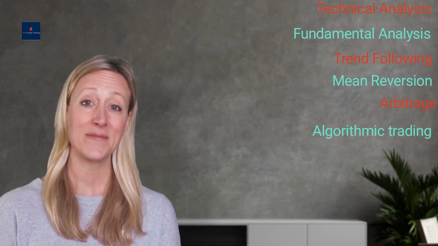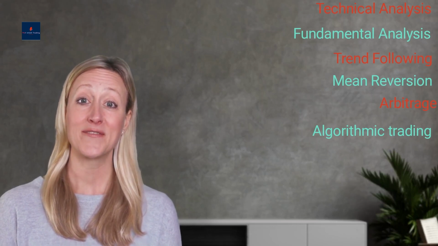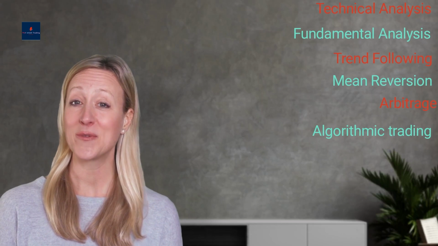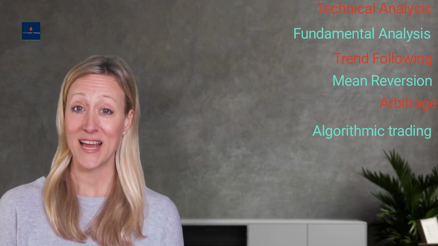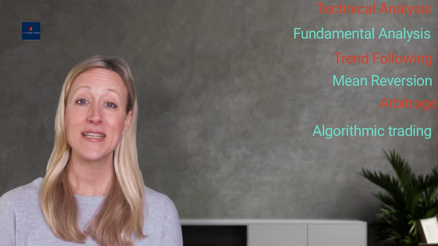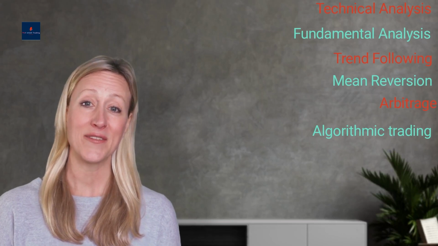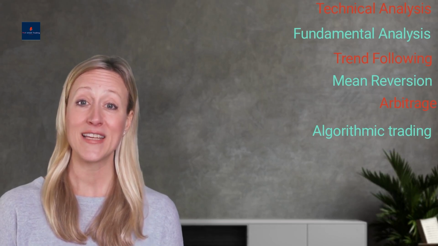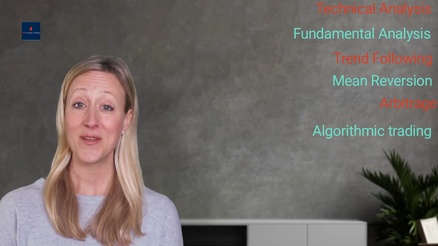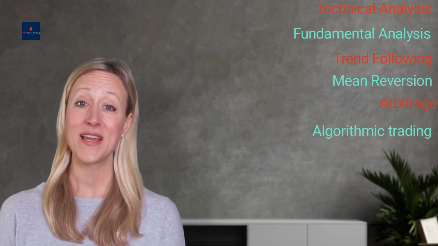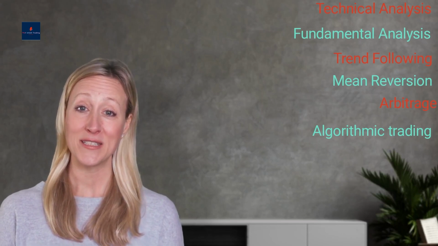Mean reversion. Mean reversion traders believe that prices tend to move back toward their historical average over time. They look for securities that have deviated significantly from their historical average and then try to profit by buying when prices are low and selling when they are high. Arbitrage.